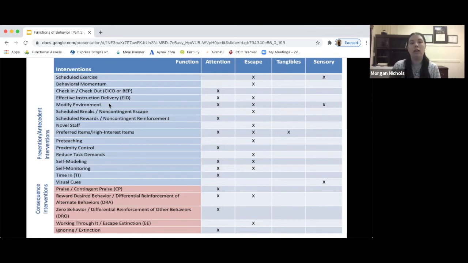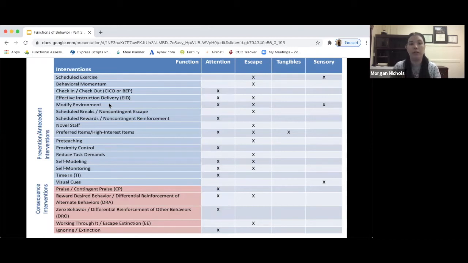What you can do is modify the environment: move the couch, move the chairs, move a bookcase in the environment so that they have to walk around it in order to get out the door, which slows them down. That gives you time to catch up with them and maybe stop them from running out the door, maybe stop them from running into the street, something like that.